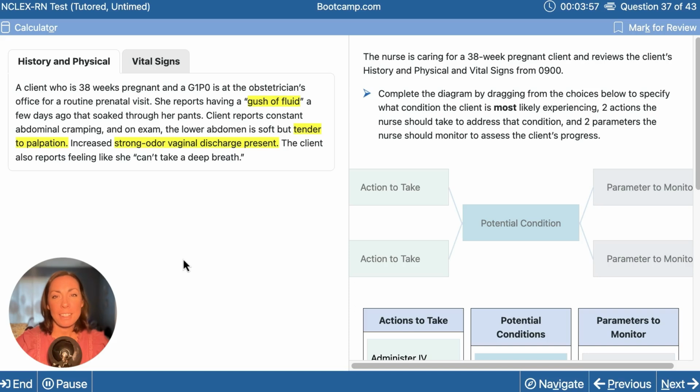In this next gen NCLEX question, we have a bow tie question to look at. We're given a scenario and we have to determine what potential condition the client has, and then determine 2 actions to take as well as 2 parameters that we want to monitor. Let's take a look at our scenario.